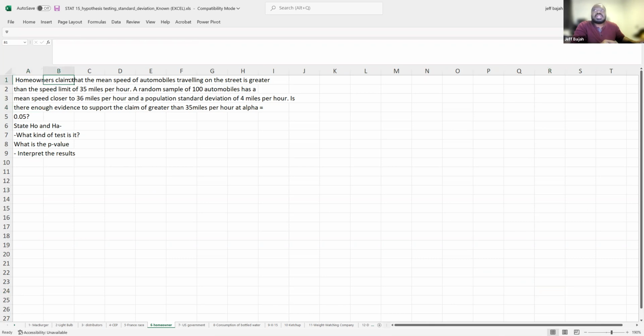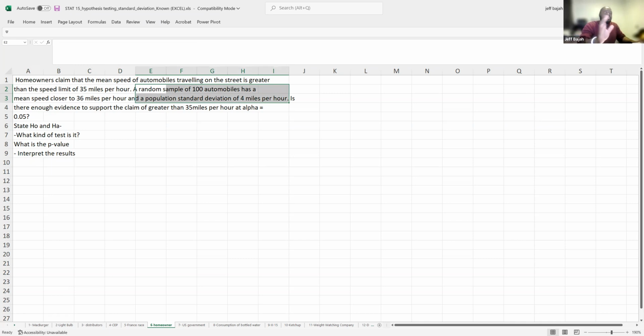The homeowners claim that the mean speed automobiles travel on the street is greater than 35 miles per hour. That's what the homeowners complain about. Now that's a population. Homeowners are all claiming. So a random sample of 100 automobiles has a mean closer to 36 miles per hour and a population standard deviation of 4 miles per hour.